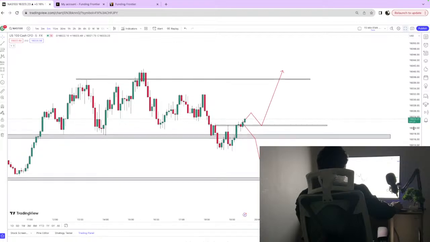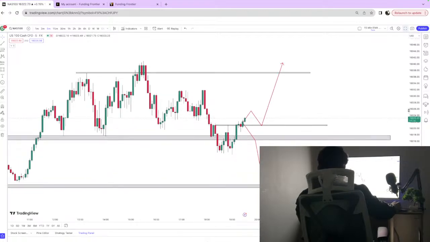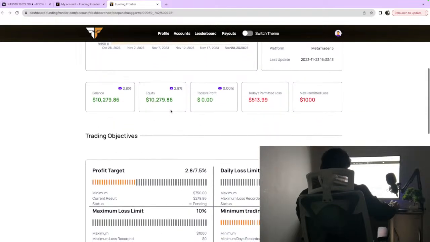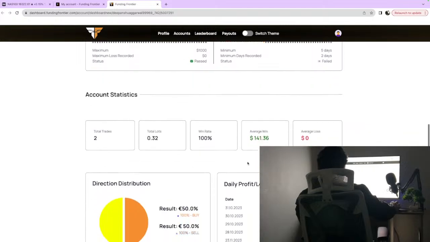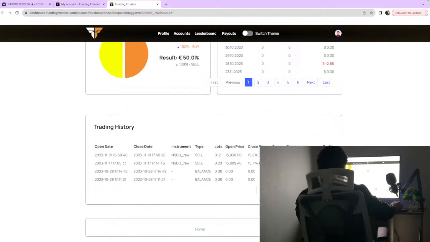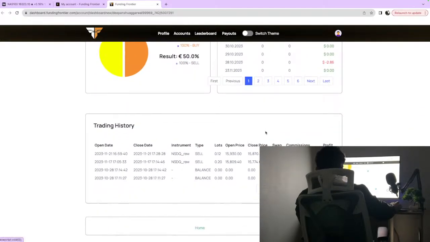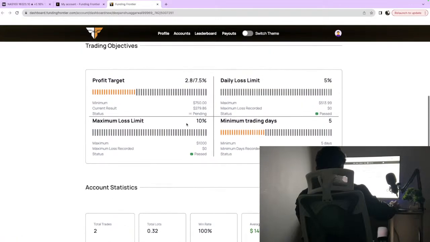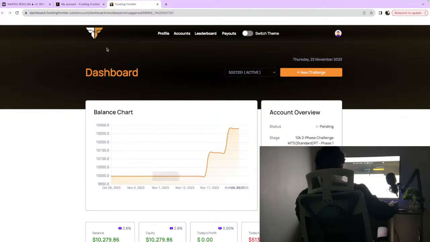So now, as usual, what we will do, we will wait, and we will test our patience. Till then, I'll show you the progress of the account. Where we left yesterday, it's exactly at the same point. So till now we have traded two trades, $143 and $139 profit, and we have achieved 2.8 out of 7.5%. So this is our progress of the chart and progress of our account.